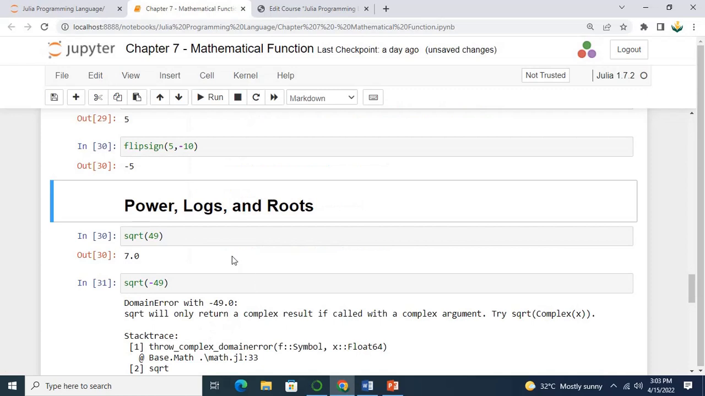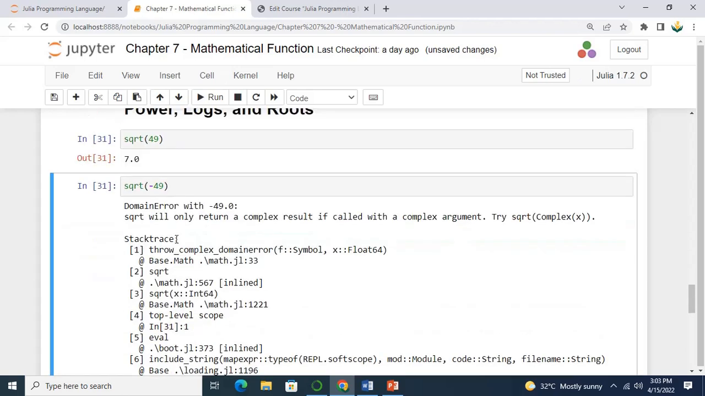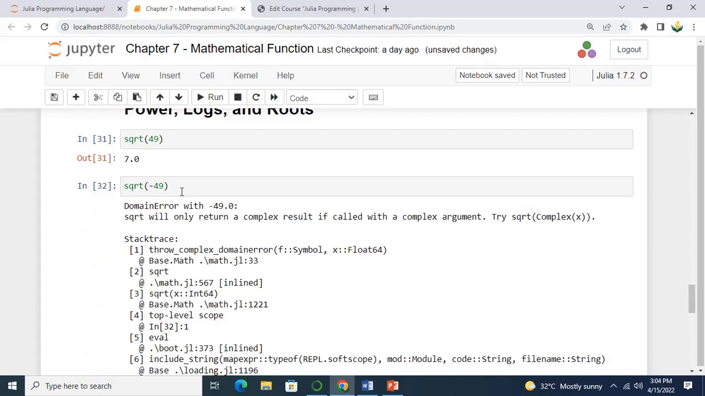Let's explore some of the methods which are available in the Julia programming language. First and foremost, let's take the square root of a number. There is a method called sqrt. I've given 49, so it should give me the square root as 7. Now in the same way, if you try a negative value, let's say minus 49, it doesn't support the negative square root, so it sends an error message.